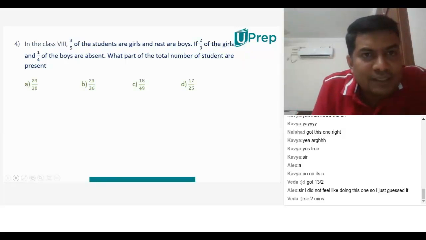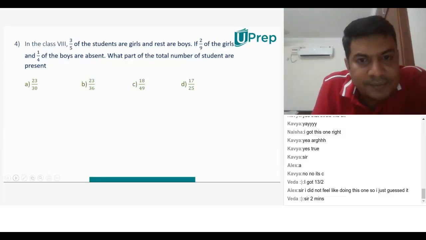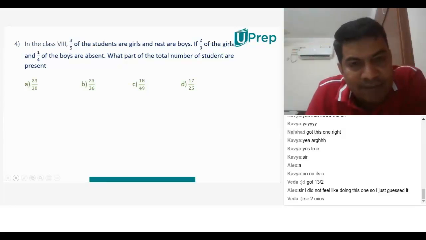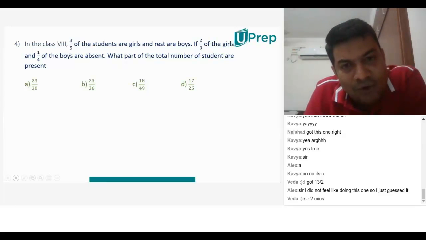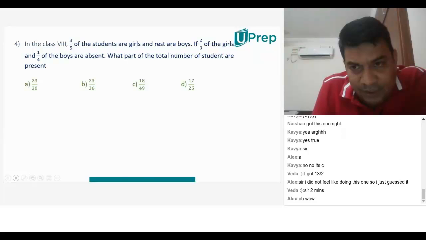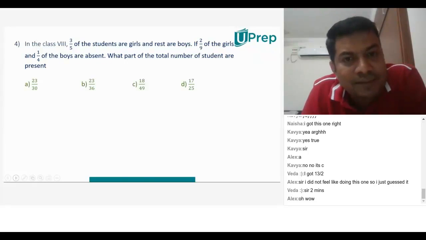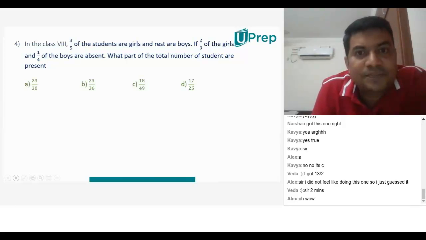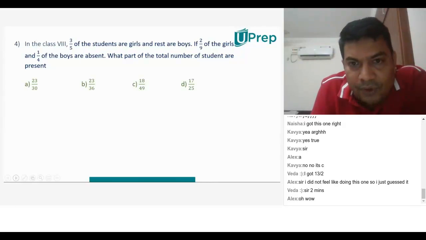Okay, let me see who all got this right and who all got this wrong. Okay, 4 people got this right. Kavya got this right. Alex, you got this right in the test. Kirtan also got this right. Ritu got this right. Let me see who all got this wrong. Arjun got this wrong. Shaumek, Veda, and Arya. Looks like Naisha did not attempt this question.